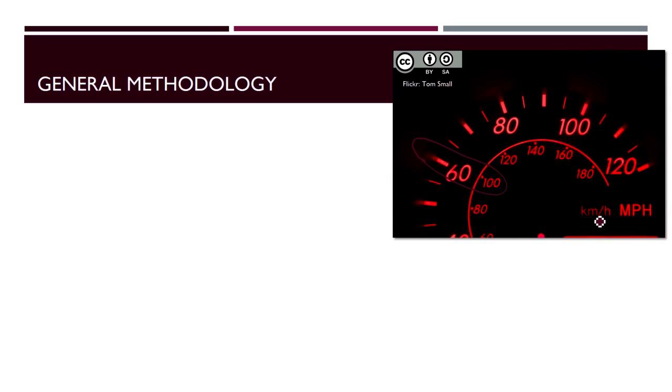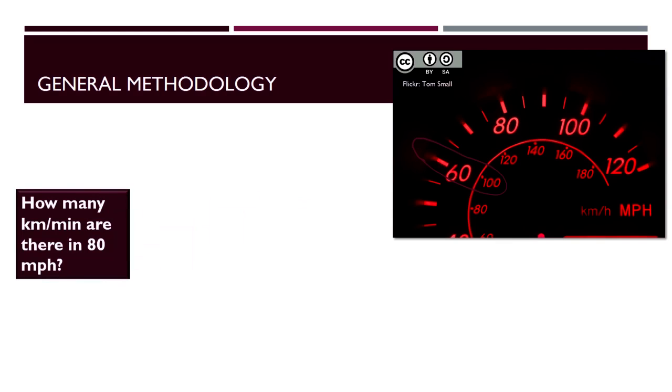Okay? So let's ask a question here, in which we have to convert both distance and time in a speed measurement. So let's say our question is this: how many kilometers per minute are there in 80 miles per hour? Okay, so to do our dimensional analysis, we're going to need to convert our distance unit from miles to kilometers and our time unit from hours to minutes. Well, no problem. We can do this stepwise.